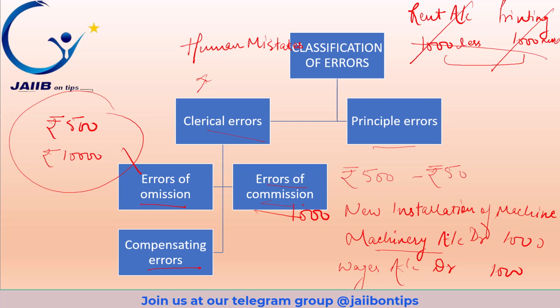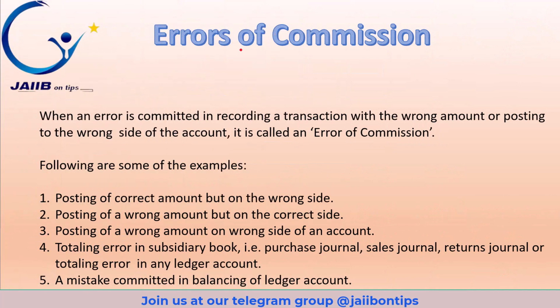So while compensating errors may balance each other out and not impact the trial balance agreement, errors of principle can still mislead readers of financial statements by misclassifying transactions. So it's important to strive for accurate and principled accounting practices to ensure the reliability of your financial records and reports. Let's understand errors of commission.